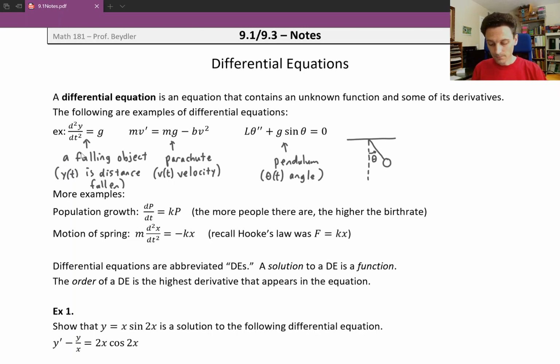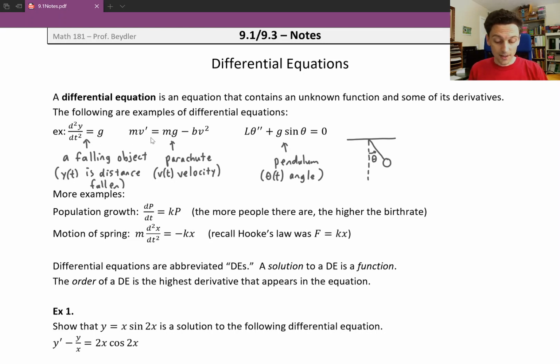fallen. So it says that the second derivative of the y function, which represents the distance that the object has fallen, so the second derivative would be acceleration, right? That is a constant. So that models that object that's falling.